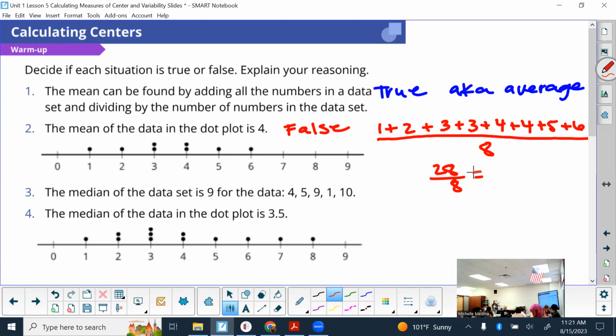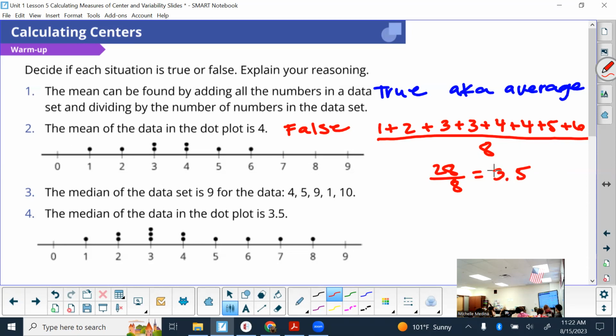Wait. What is not 4? Okay. Let me make sure this is right. So I have 12, 17, 28. So yeah, and that divided by 8 is not going to be 4. Yes, it is 3.5. Okay, so that makes sense. You did say false, so that works.